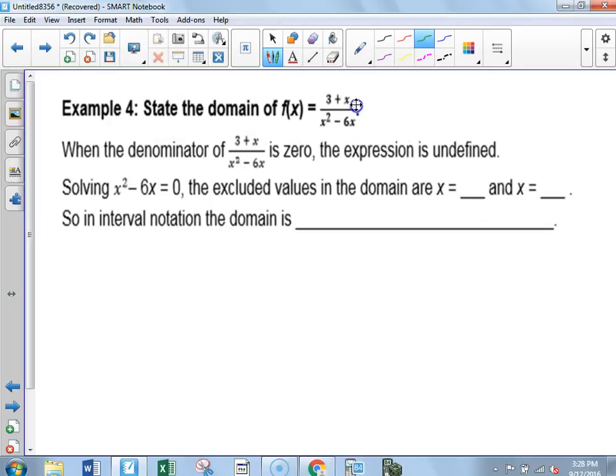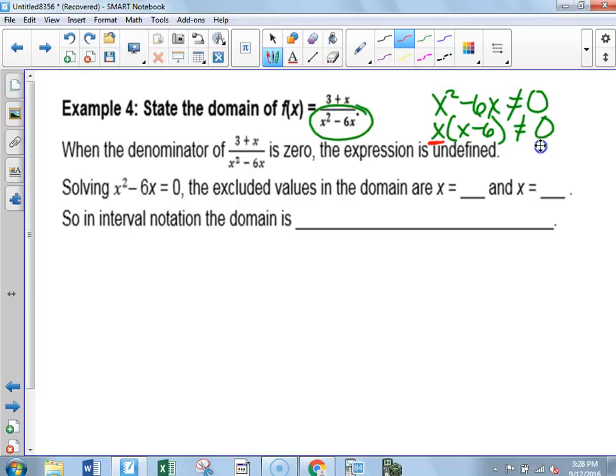So let's look at this example. This has a denominator, so there's a restriction because it has an x down here. Whatever is in the denominator cannot equal 0. If I factor out an x, what 2 values would make this 0 so they are restricted? X can't equal 0, right? And it cannot equal, if I solve that over there, 6.